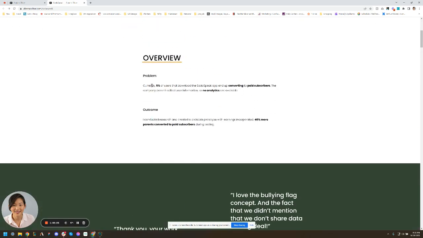Like here, currently 5% of users that download the SodaSpeak app end up converting to paid subscribers. You don't have to put in the word currently because it's given, right? That's a problem. That means it's a problem that's currently happening. That's why they brought you on. And maybe this is important, maybe it's not. But if it's not, then you could even get rid of download. Like 5% of SodaSpeak users end up converting to paid subscribers.